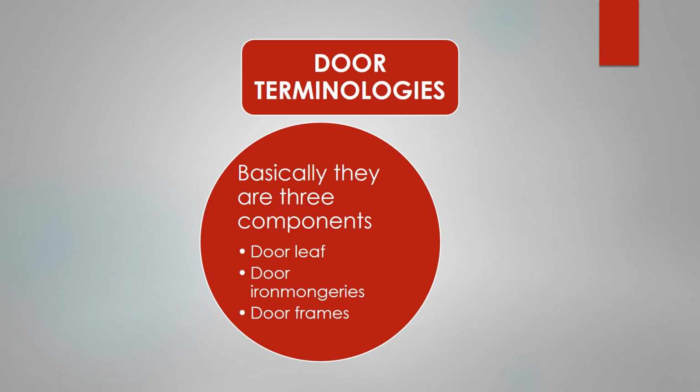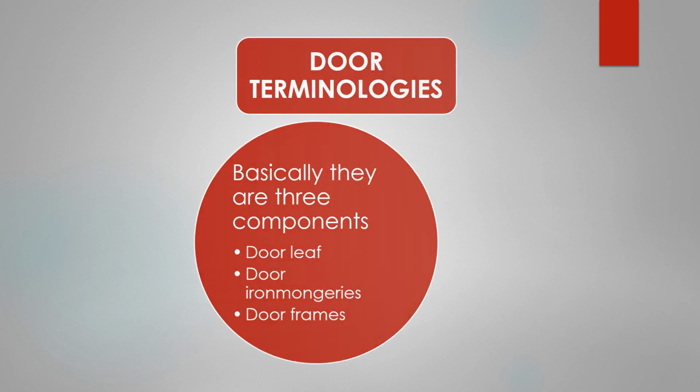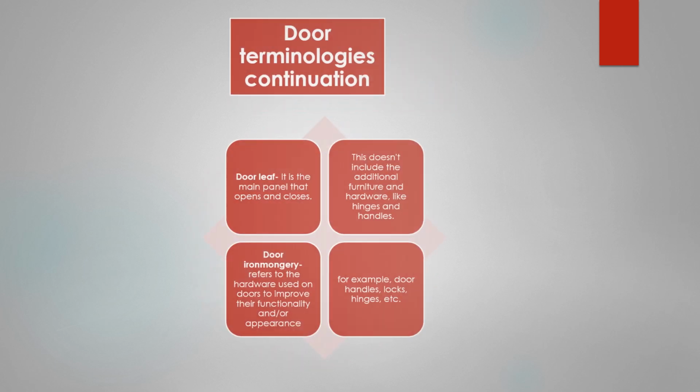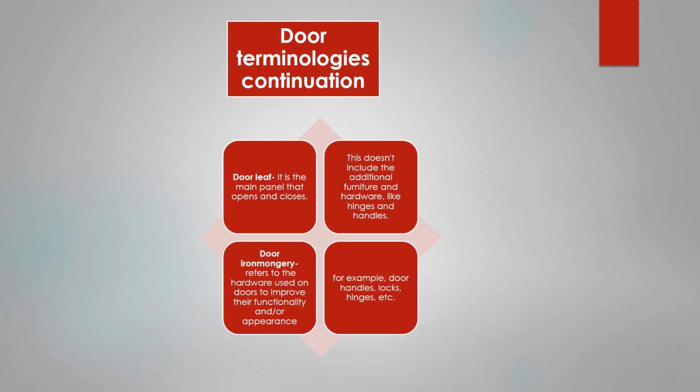So here we found the door terminologies. The door terminologies are basically three. We have the door leaf, door ironmongery, and door frames. We start by the word door leaf. Door leaf, it is that panel that opens and closes. So the part of the door that opens and closes, that is the door leaf.